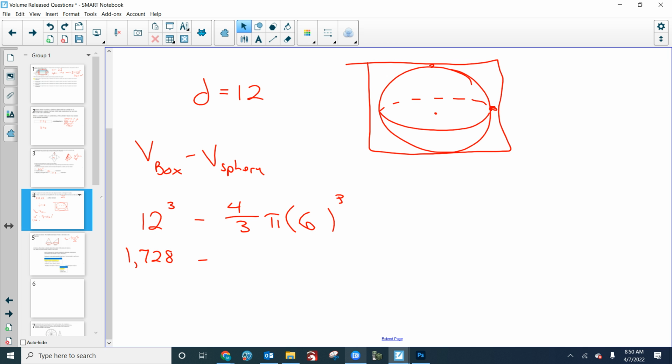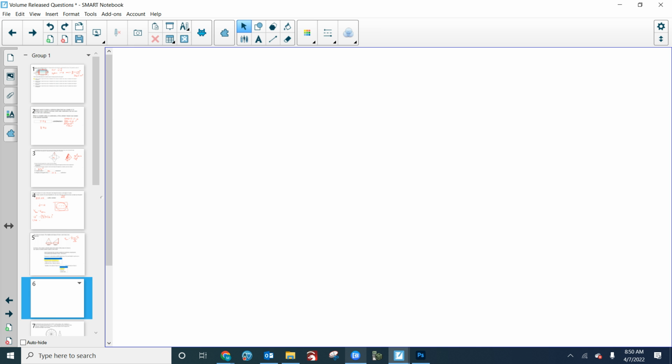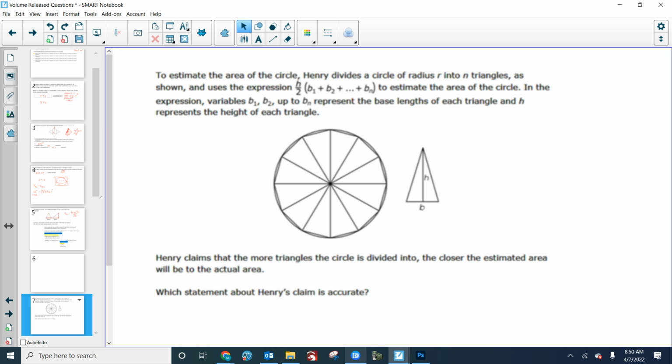So when you subtract those, tally, plug that in. Be careful, put parentheses around the 4/3. Cube the 6, and you subtract those and get the empty space. Good? All right, next one. This one was kind of challenging.